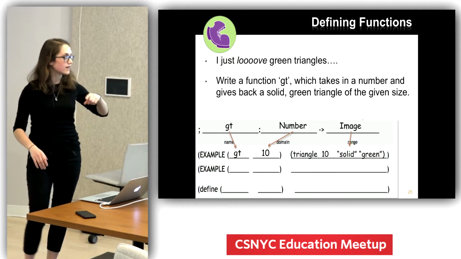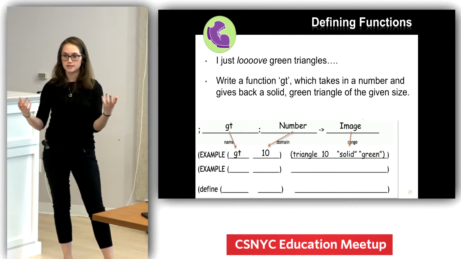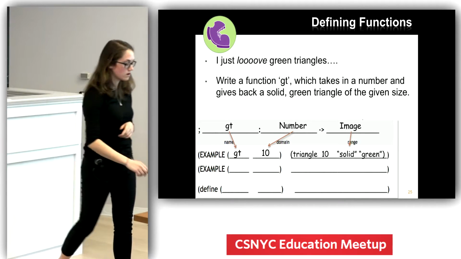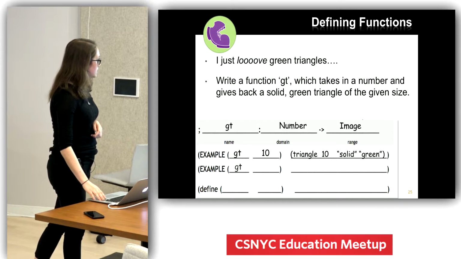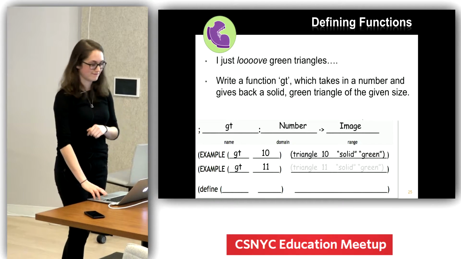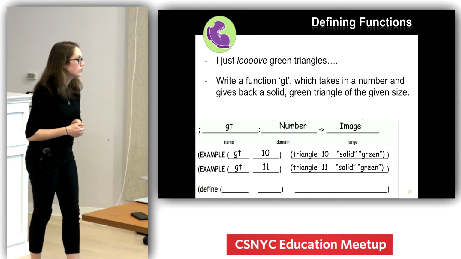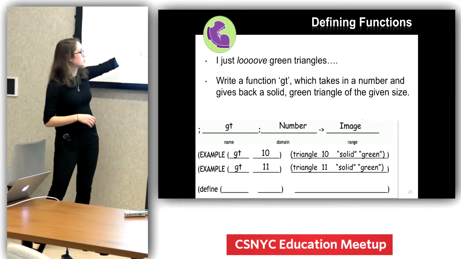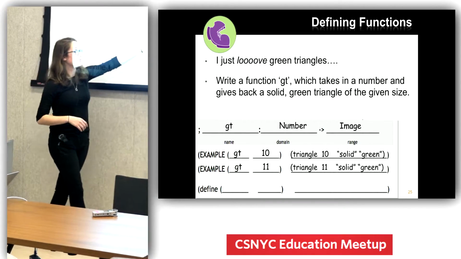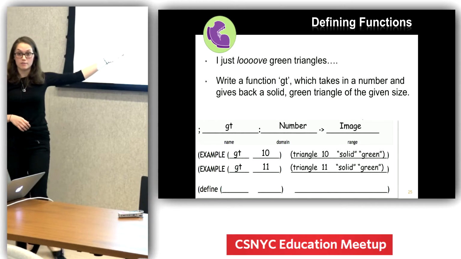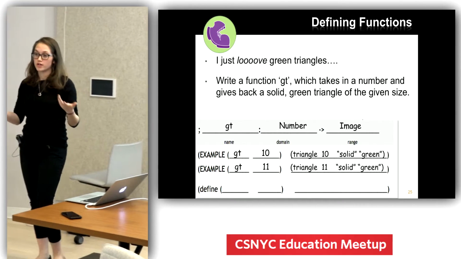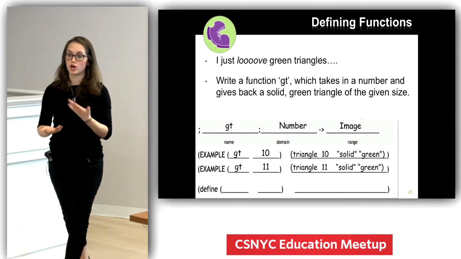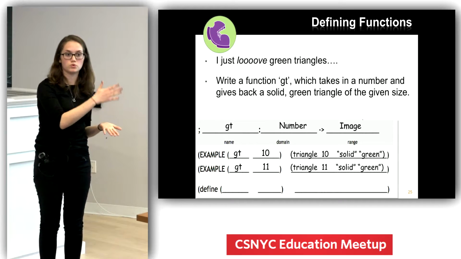It's important that on that second line, we're showing the work that we use to get to the answer, the code we wrote, not just what the answer is, not just what it produces. And if I say GT11, triangle 11 solid green. Thank you, GT. What's important is that each part of this example came from the contract before it. The function name was in the contract. The domain told us we needed a number, so we could give it any number. And then the image, we knew that we were going to create a triangle. We just need the code that we use to create that triangle, which you would get from your contracts page. So we're building on all of these tools that we've previously learned.